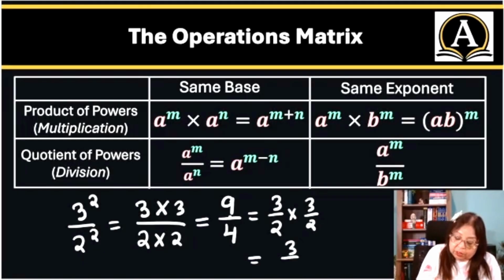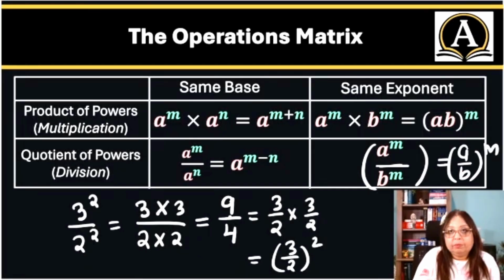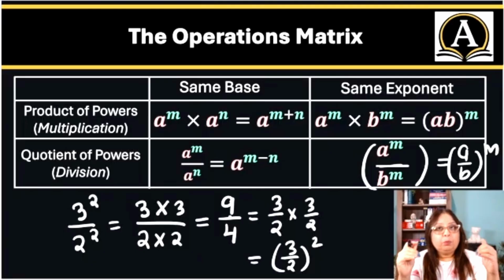It is equal to 3 over 2 squared, which means this a to the power m divided by b to the power m can be written as a over b to the power m. As you can see, the product and the quotient rules for the exponents can be categorized into two kinds. First, when the base is same. Second, when the exponent is same.